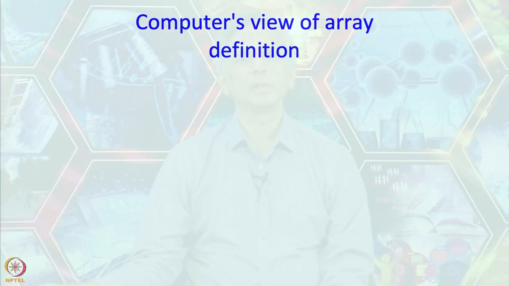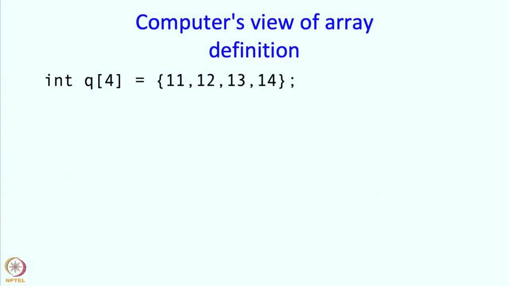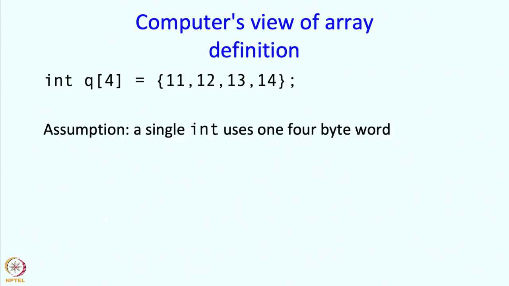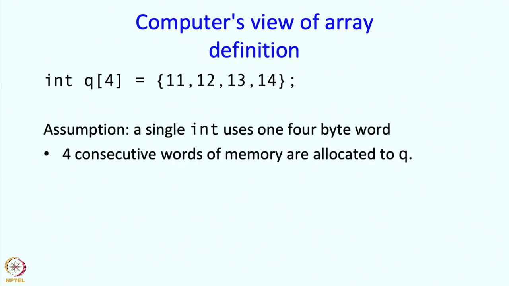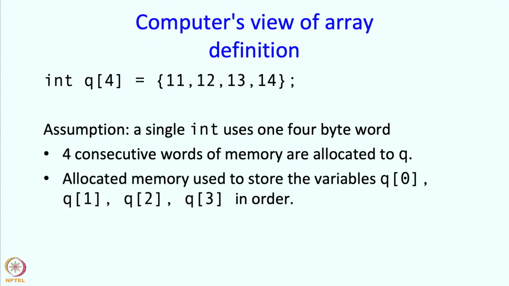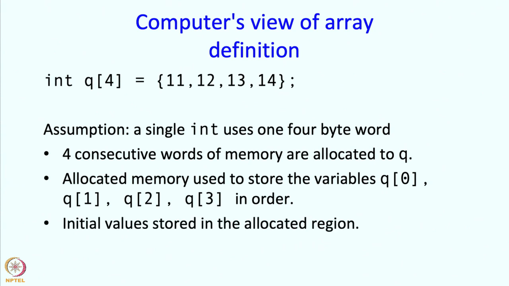So what is the computer's view of an array definition? Let's say we have this array Q with 4 integer elements, and these being the initial values. In what I am going to discuss next, I am going to make the assumption that a single int uses one 4-byte word. So if I want to store this entire array, I need 4 4-byte words, and they have to be consecutive. So 4 consecutive words of memory are allotted to this array Q, and in that allocated memory we are going to store the variables Q0, Q1, Q2, Q3 in order, and also when this statement executes, the initial values will be stored in the allocated regions.